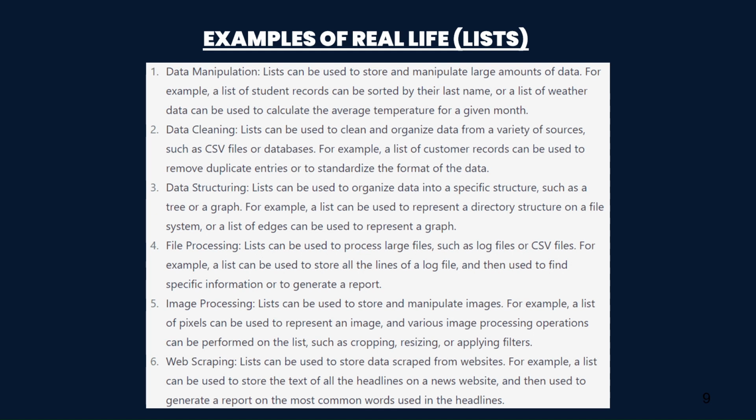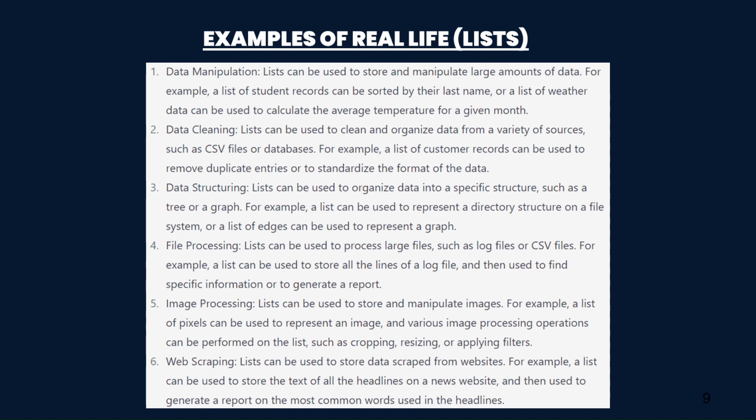Alright, then comes data cleaning. Lists can be used to clean and organize data from a variety of sources such as CSV files or databases. For example, a list of customer records can be used to remove duplicate entries or to standardize the format of the data. So with a list of customer records in a shop or a mall, we can remove the duplicate entries also using the for loop and the built-in functions.